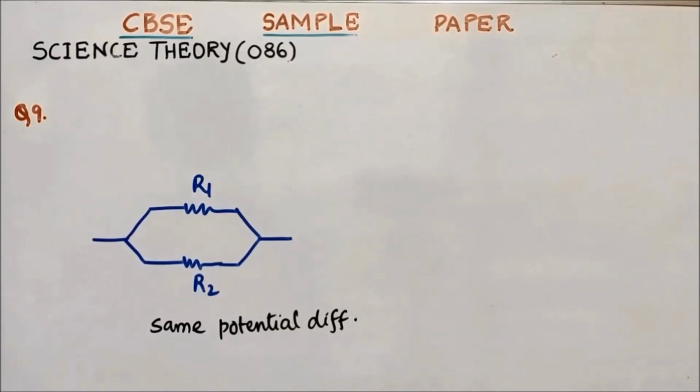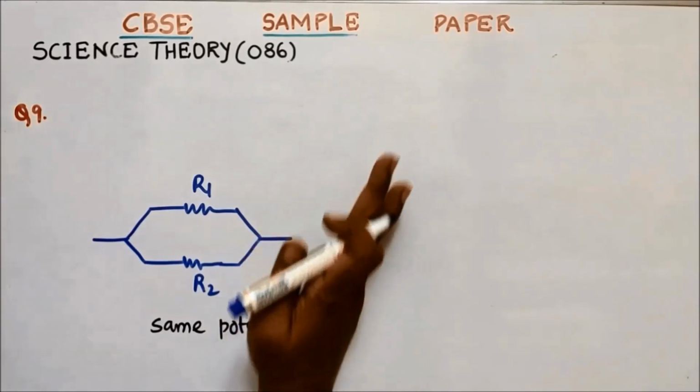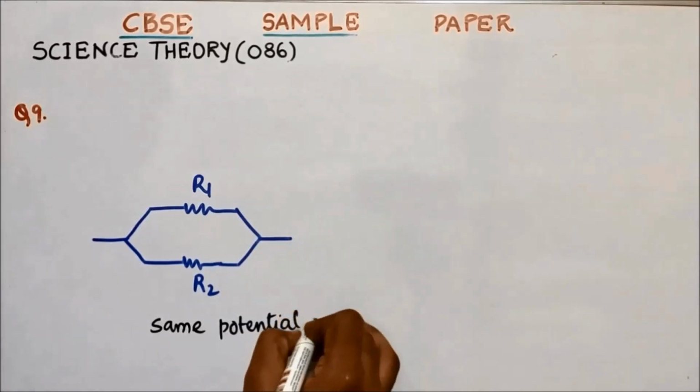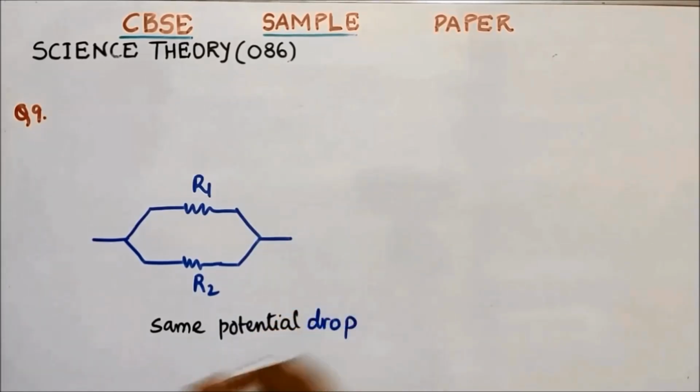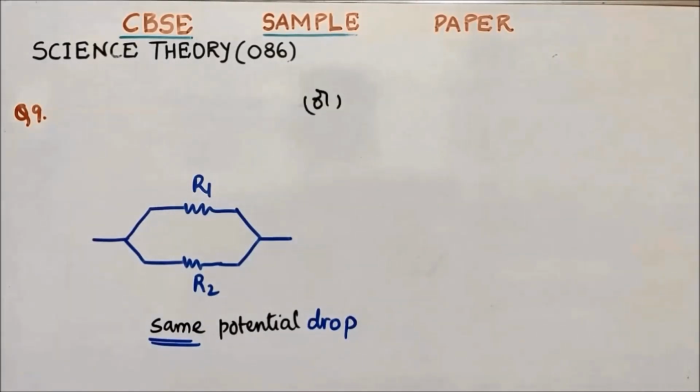So the potential drop across them is the same. You have to comment on the potential drop. Potential drop or potential difference means the same. In the question it has been mentioned as potential drop, so you also write it as potential drop. So the potential drop across each resistor is the same. That is the case for parallel combination. There is an OR question with this. Let's see that question.